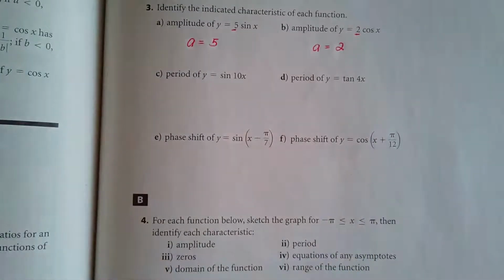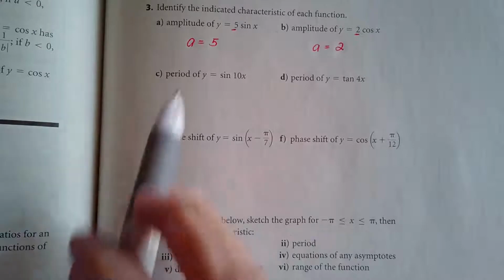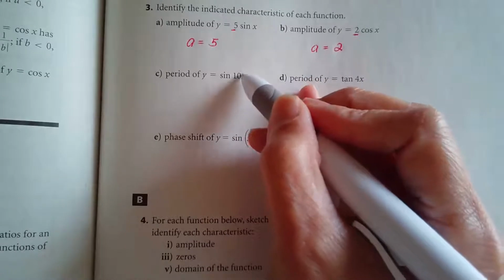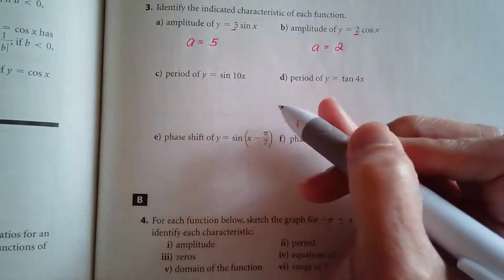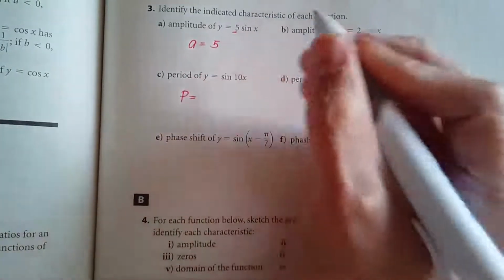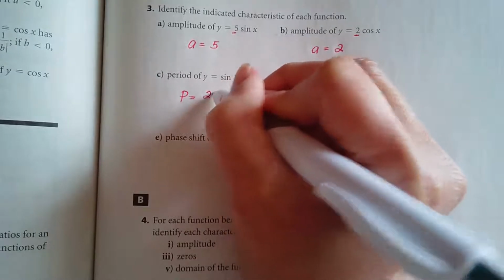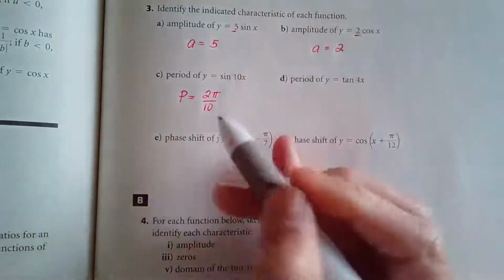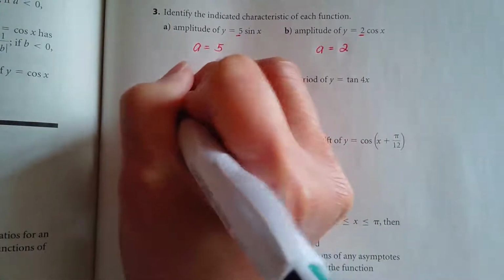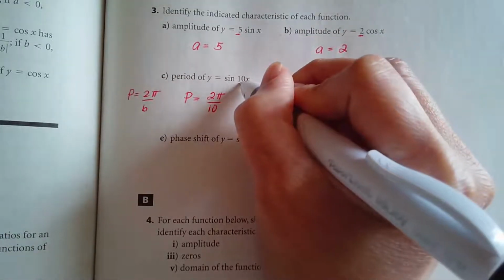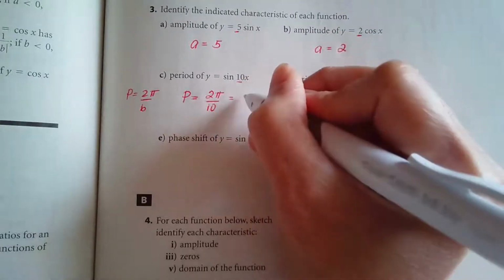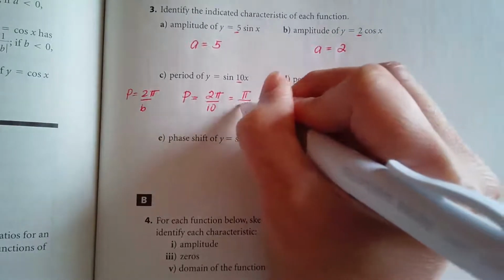Now letter C, question number 3C: what is the period of y equals sin 10x? Yesterday I said that 10 talks about how many complete waves will happen in 2 pi. So the period is 2 pi over b, and the b value is 10. So it's going to be 2 pi over 10. We can reduce that, of course, and say it's pi over 5.